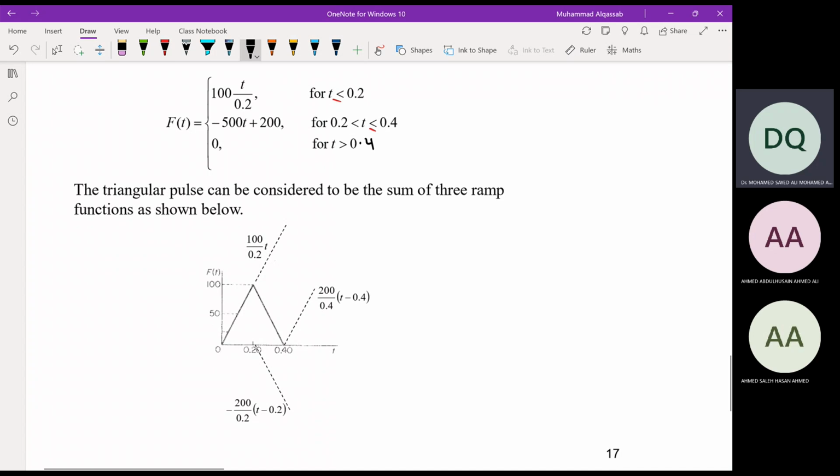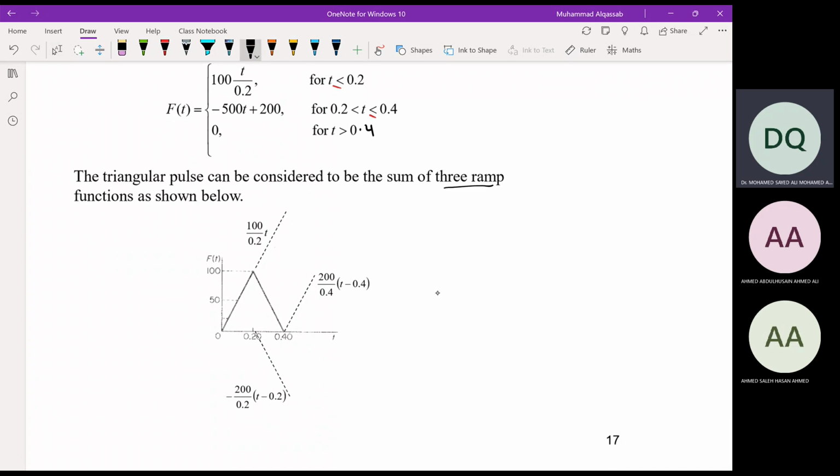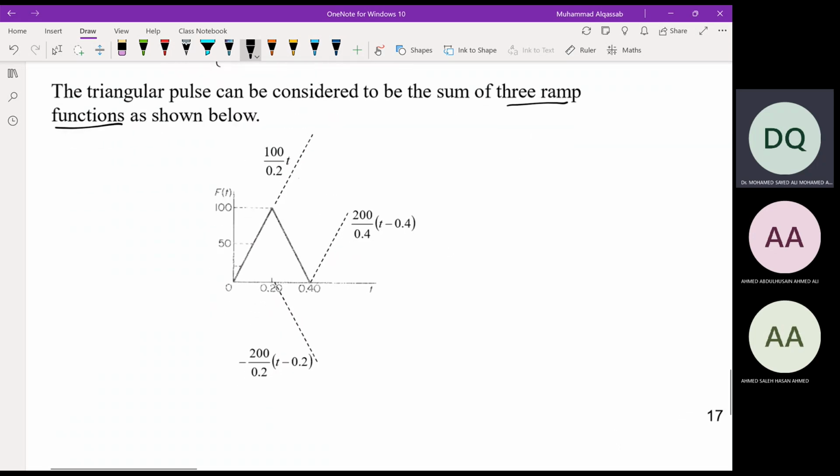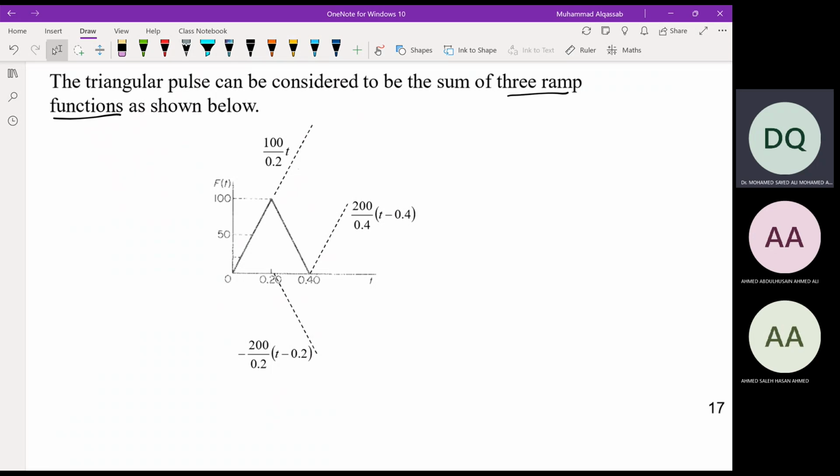Okay, the triangular pulse can be considered to be the sum of three ramp functions as shown below. Here is the rectangle, the triangular pulse is repeated, adding here f1 is equal to 100 over 0.2 times t, and this is f2. So you can say for t less than or equal to 0.2, f1 equals 100 over 0.2 times t.